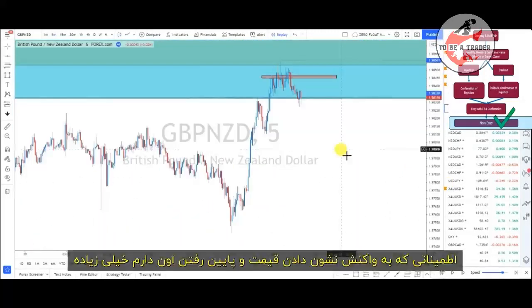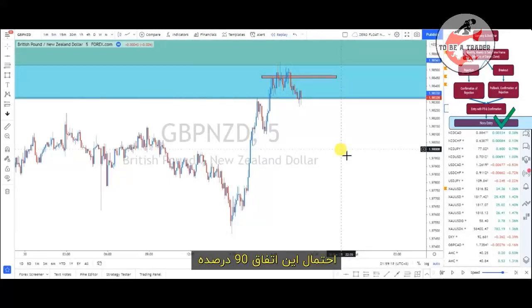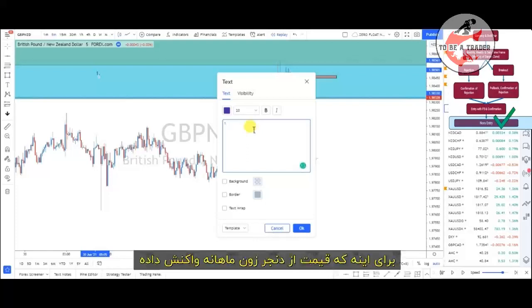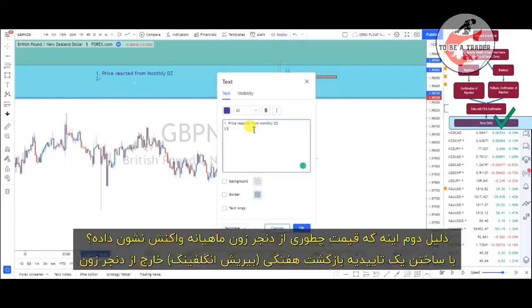So the confidence that I have that this price is going to react and going to go down is very high. The chances is 90%. Okay, so I have that confidence because of the reasons, first, I'm going to write down here. First reason why I have the confidence: price reacted from monthly danger zone. Okay. Secondly, how does the price reacted from the monthly danger zone?